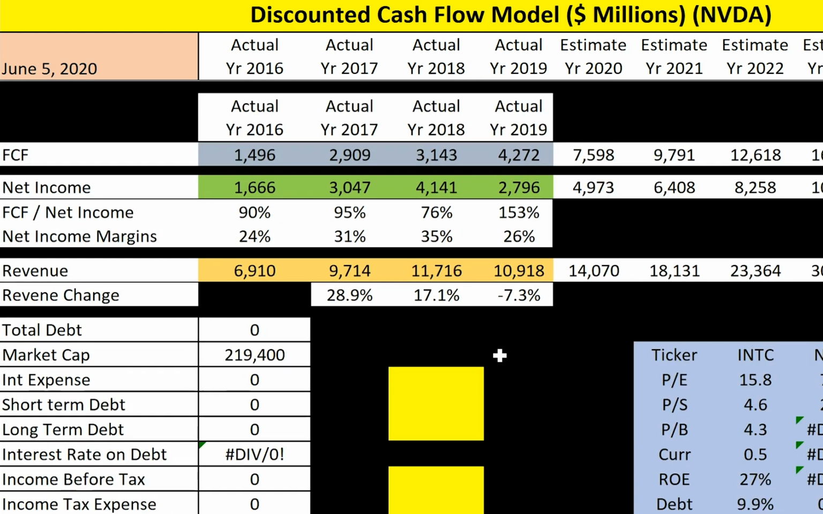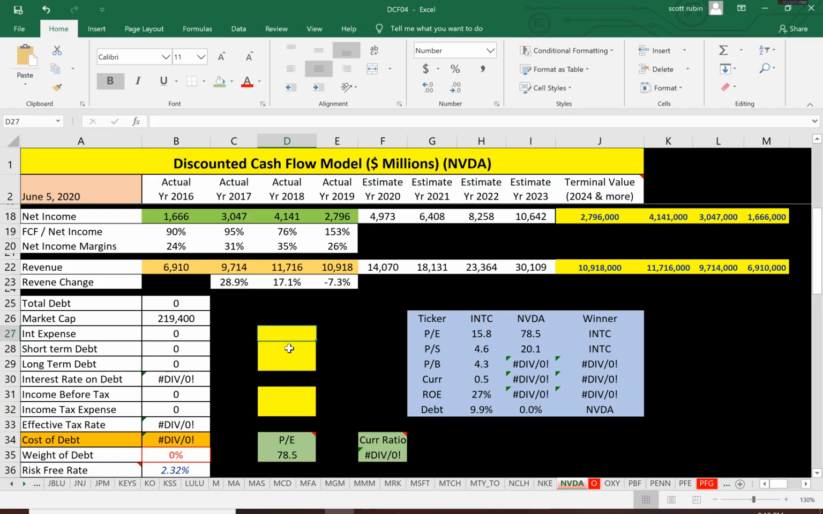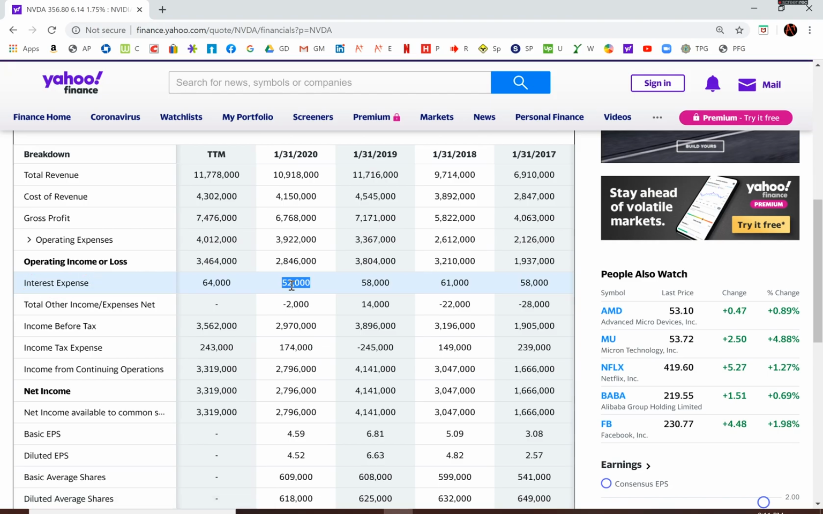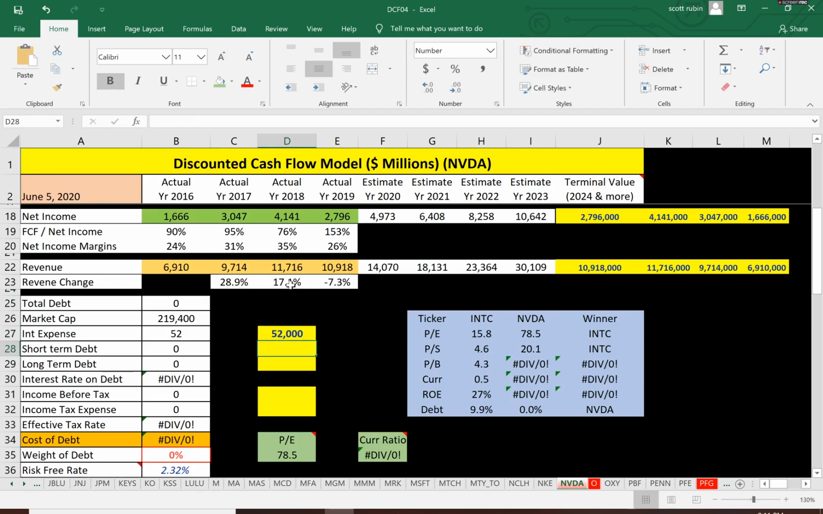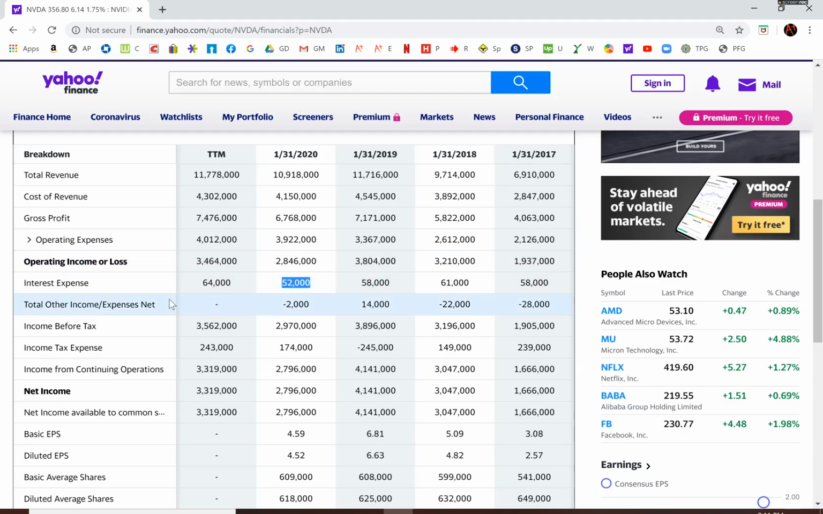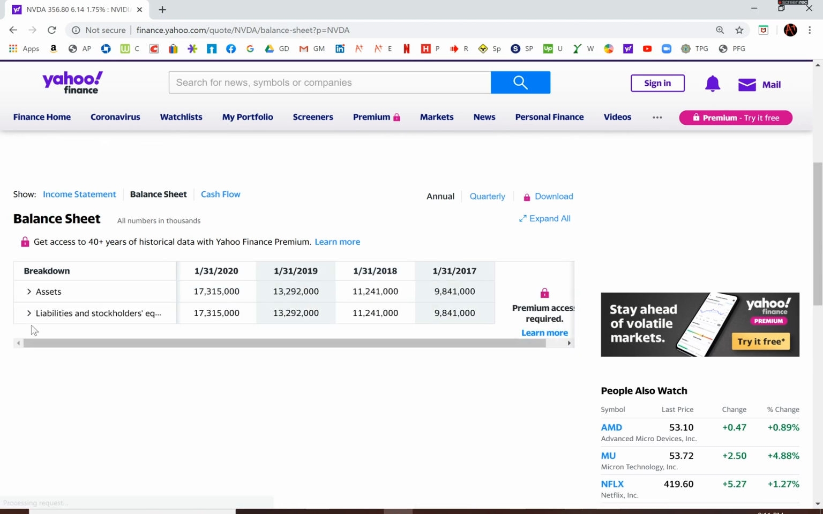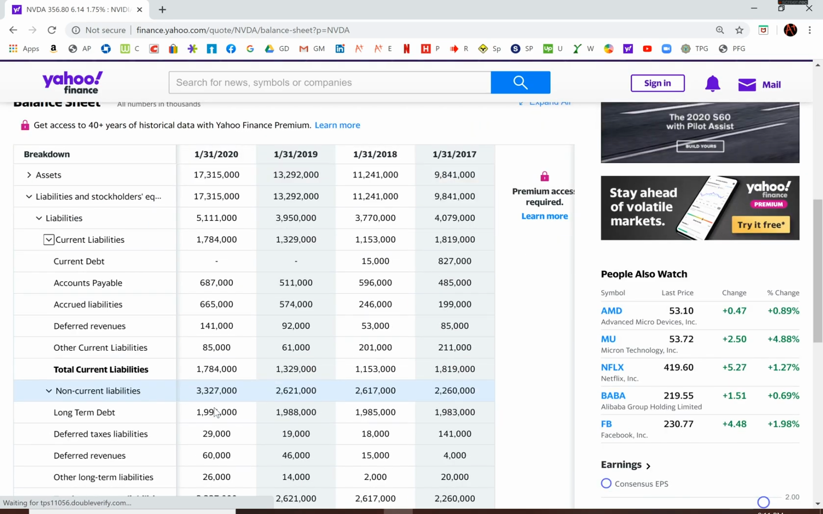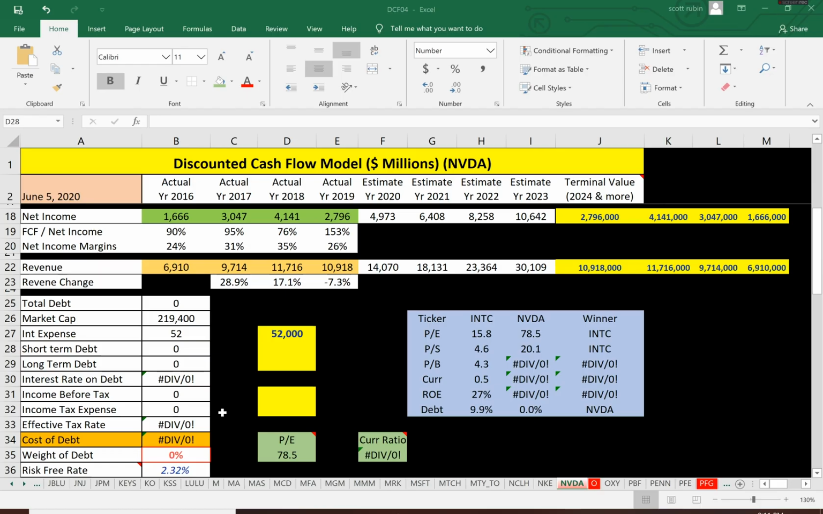So let's figure out the capital structure in NVIDIA, and we need to first get the interest expense. That's the interest they pay on a debt. That's $52 million. And now let's go to the balance sheet to see how much liabilities they have. So they have no current debt. Long-term debt is 1.9 billion. So they pay 2.61% interest on their debt.